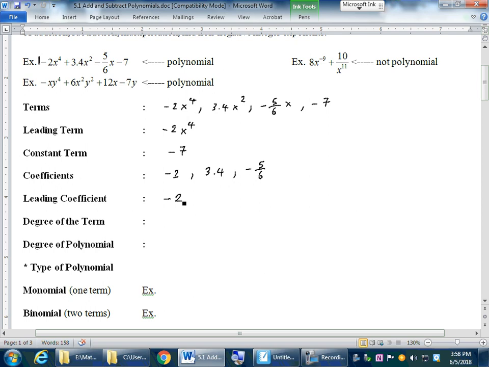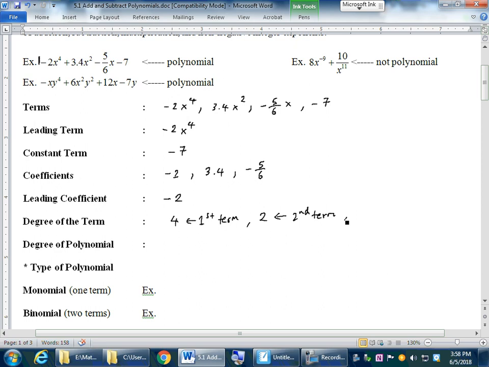The degree of a term is basically talking about the power of the term. So if it is a single variable like in example 1 that we are talking about, the degree of a term is very simple. The degree of the first term will be 4. And the degree of the second term will be 2 because the variable has exponent 2.